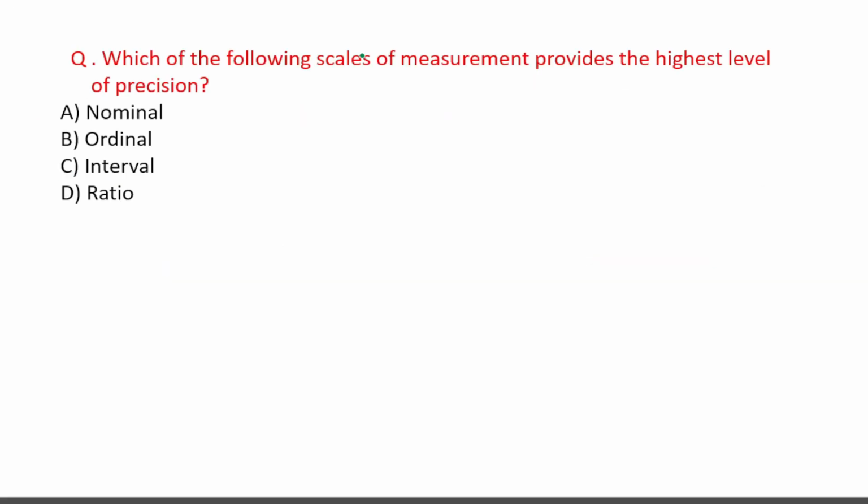Now see this question. Which of the following scales of measurement provides the highest level of precision? The options are A nominal, B ordinal, C interval, or D ratio. Once again, let us see the question. Which of the following scales of measurement provides the highest level of precision? The answer for this question is option D, that is ratio. Ratio provides the highest level of precision among scales of measurement.